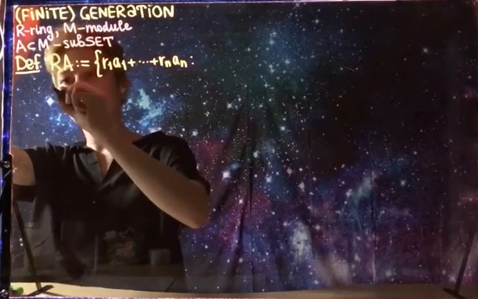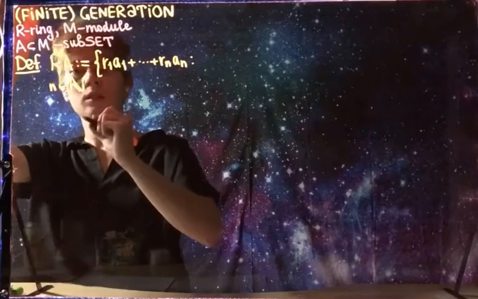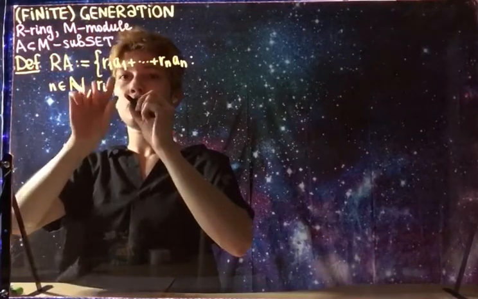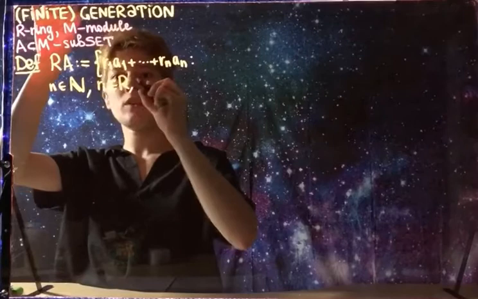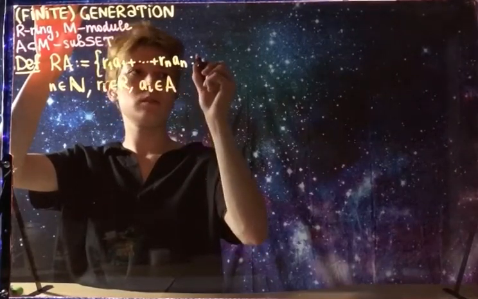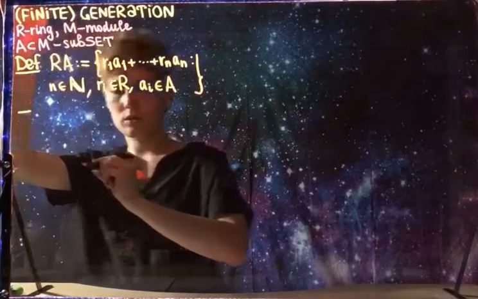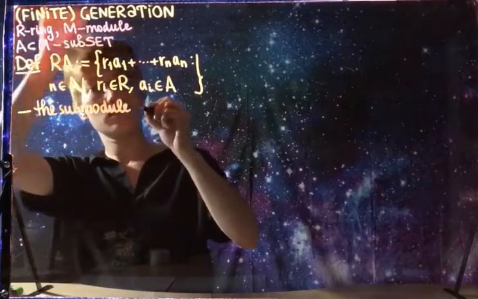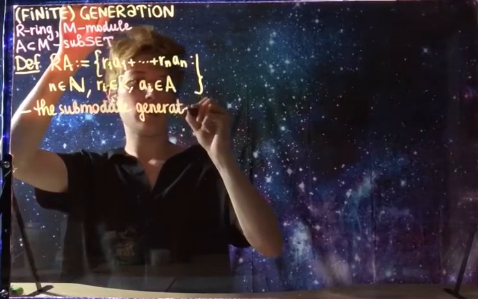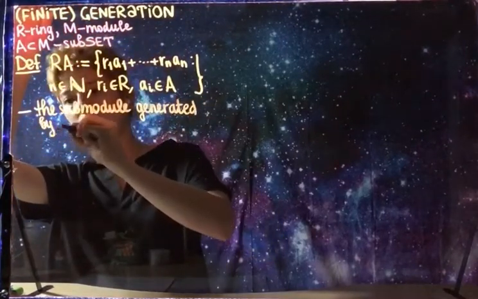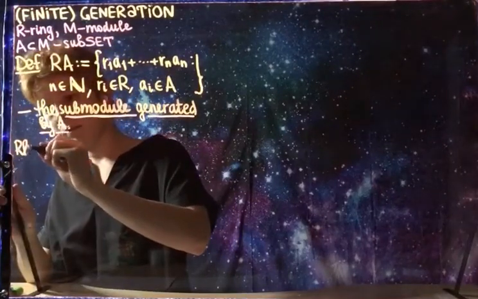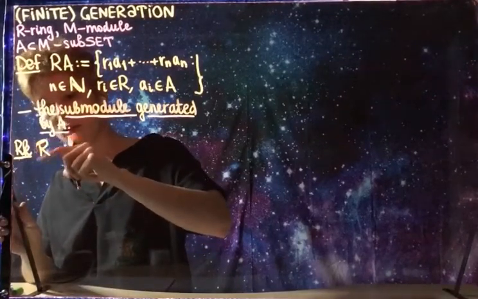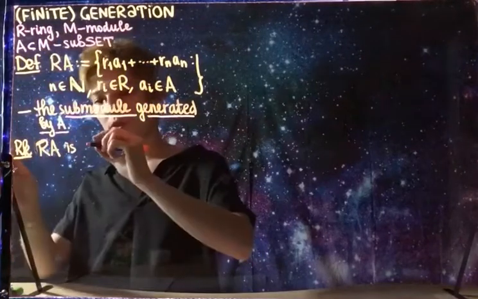where n is a non-negative integer, and for every i from 1 to n, Ri is a coefficient in the ring, and Ai is an element of the set. So this will be called the submodule generated by A. Note that this is a submodule indeed, so RA, this set forms a submodule.